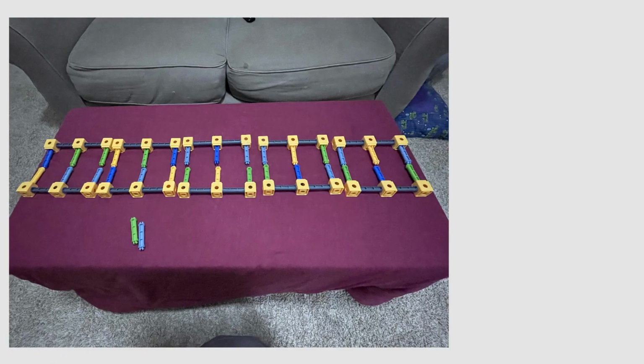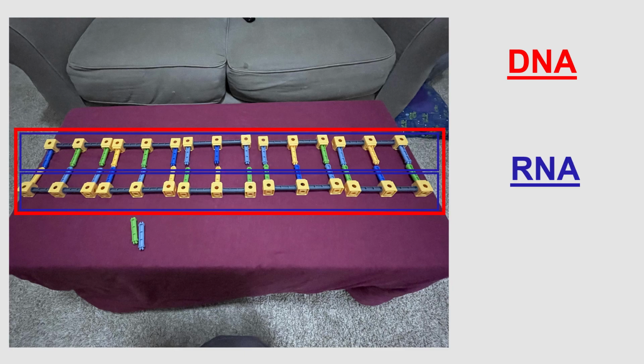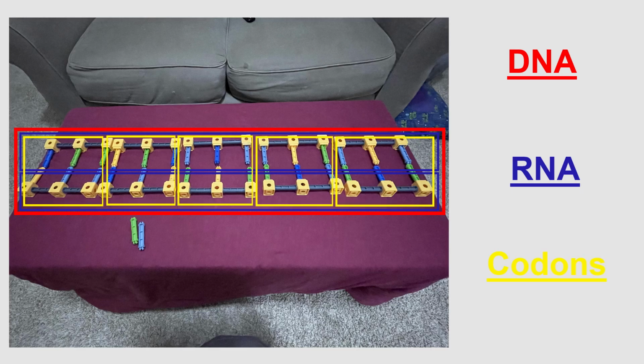Here we have a model that I built to help us demonstrate this. This is a model of a DNA strand split into 2 RNA strands. I've uncoiled the double helix to make it easier to see, as well as split into 3 groups of nucleotides, also known as a codon.